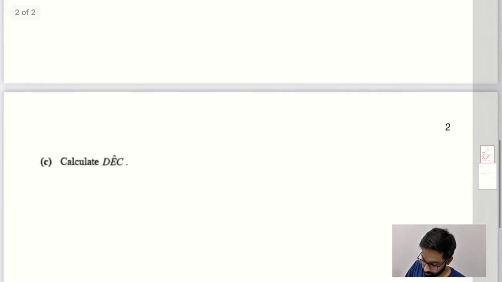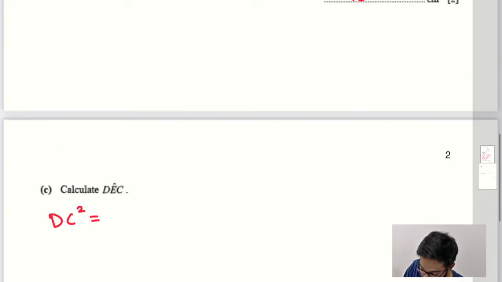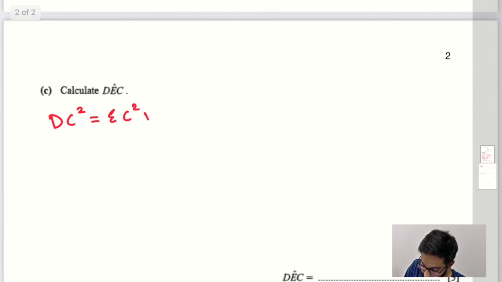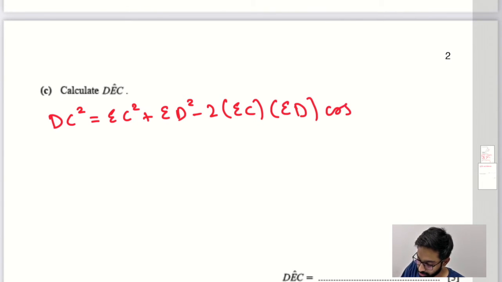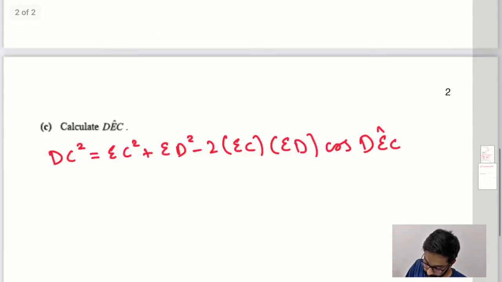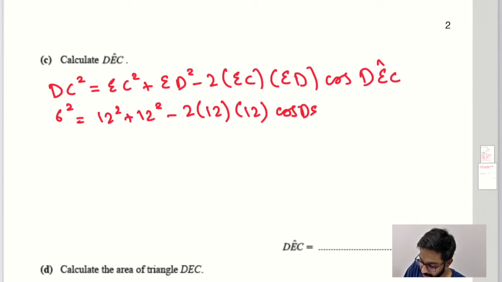So we use the cosine rule. The cosine rule states that DC squared should be equal to EC squared plus ED squared minus 2 times EC times ED cos DEC. Okay, now let's plug the values in. DC is 6. 6 squared equals 12 squared plus 12 squared minus 2 times 12 times 12 cos DEC.